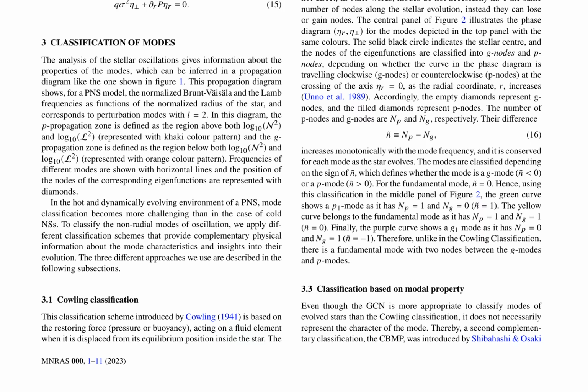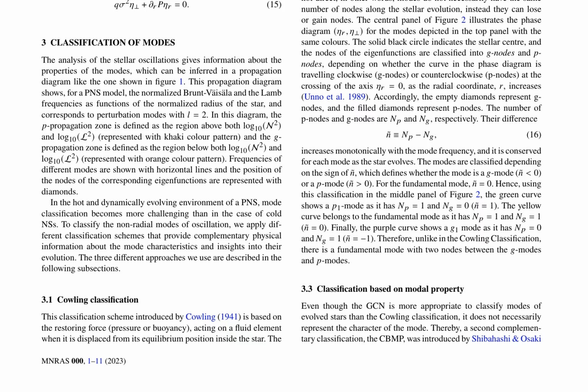The bottom panel of Figure 2 illustrates the frequency spectrum of the PNS, with the number of nodes in the radial eigenfunction marked for each mode. The study demonstrates that the GCN classification is more suitable for evolved stars, as it conserves the mode number throughout the star's evolution. The classification based on modal property provides complementary information about the mode characteristics and their evolution.